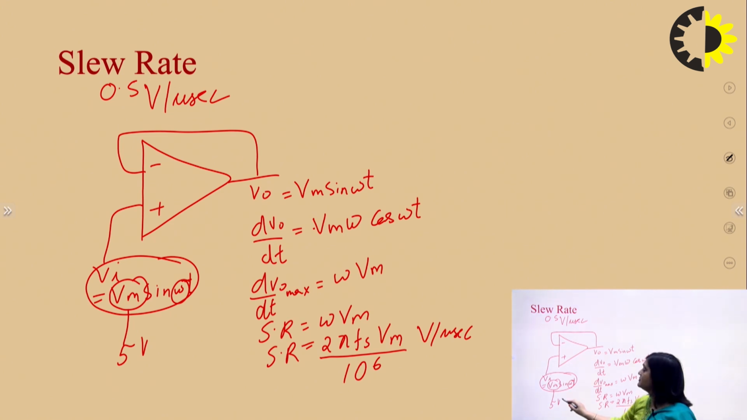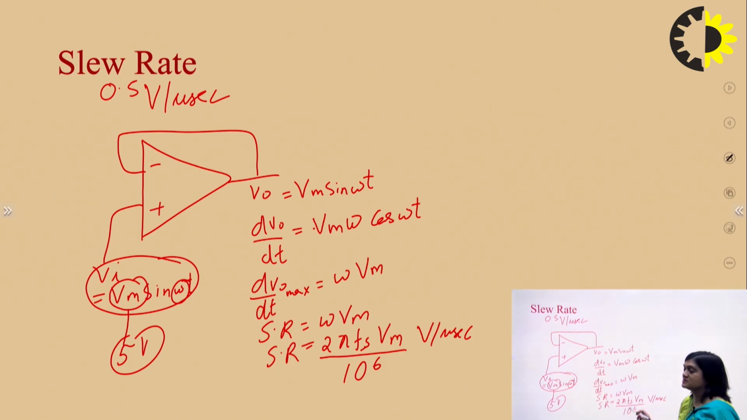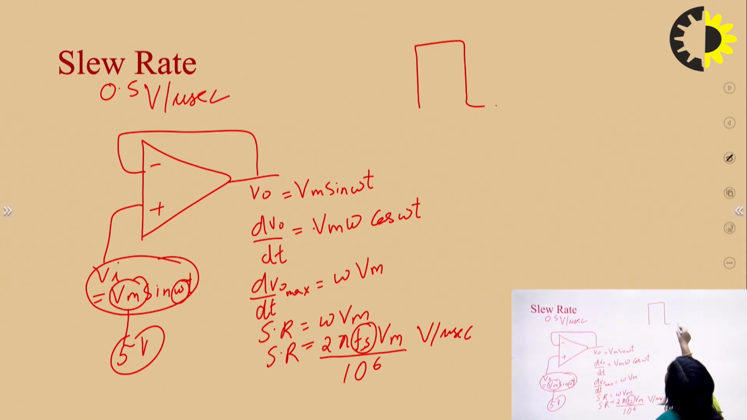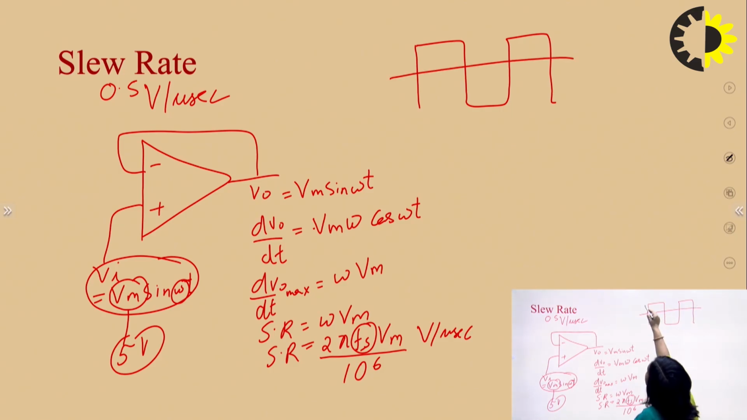So if we know the value of Vm and we know the value of slew rate, we can find the value of omega. We find the value of Fs, and the frequency of that signal must not be greater than that Fs. Otherwise, that signal will be distorted. Like if I am having the input signal in this way. This is the square wave, and this is 5 volts and minus 5 volt, and this time duration is 20 microseconds.